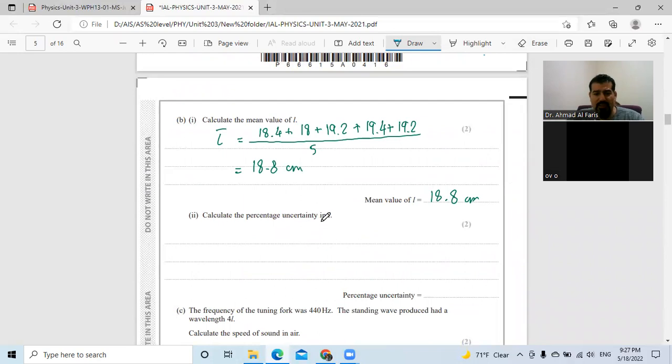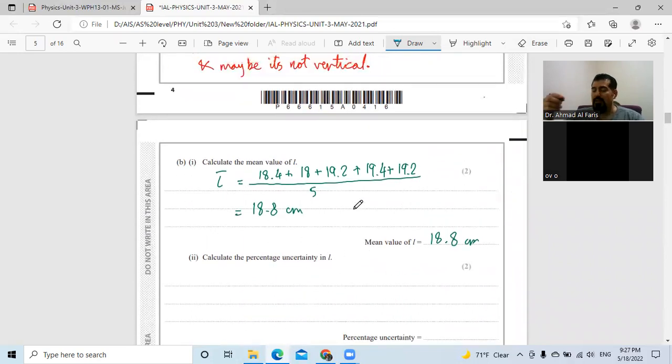Next, calculate the percentage uncertainty of L. Since we have several values, we take the range, maximum minus minimum, divided by 2. This will be the uncertainty of the mean value of L. First, we need to find the uncertainty. So the uncertainty is equal to the maximum value minus the minimum value, divided by 2, which is half the range.